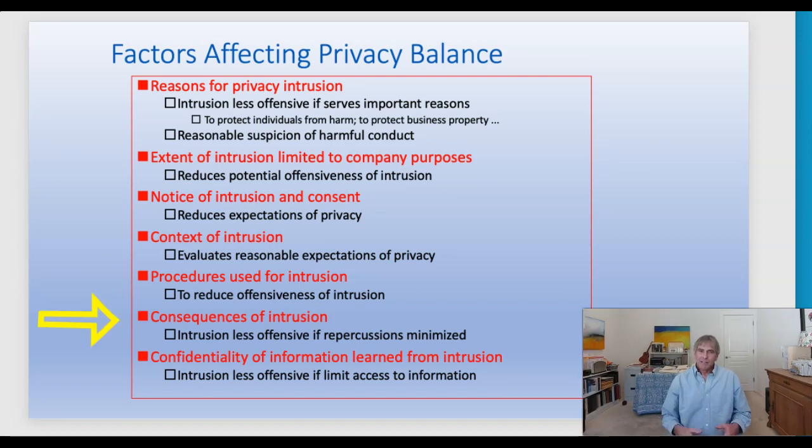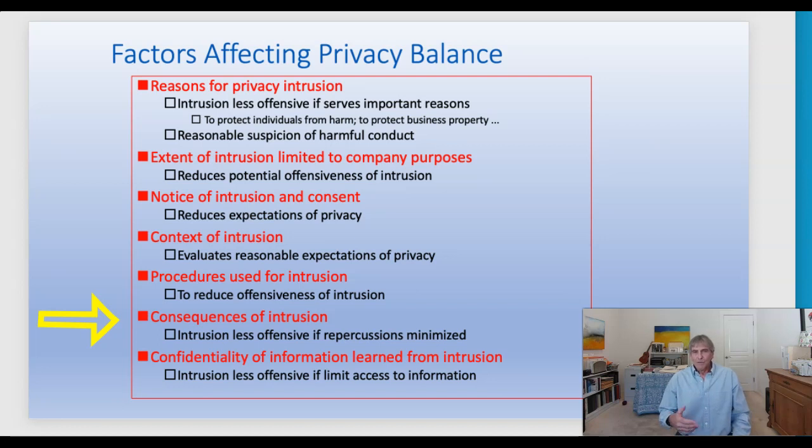All right, let's buzz through the rest of the factors. The consequences of the intrusion can bear on whether privacy rights have been violated. For instance, let's say you fail a random drug test and you are immediately fired. You might think, whoa, that's a pretty big hammer for what happened here. It was the first time, and I'm not like a security guard or anything. Wow, that outcome is pretty offensive.